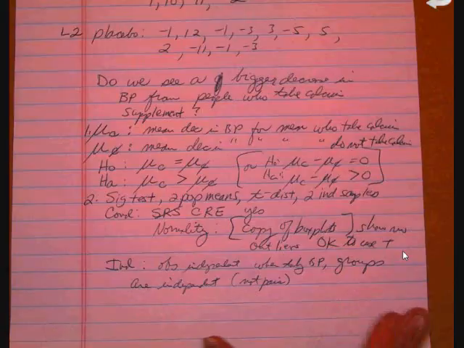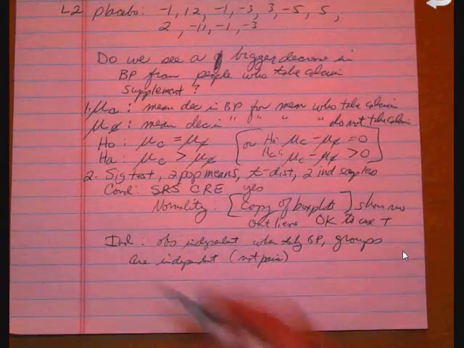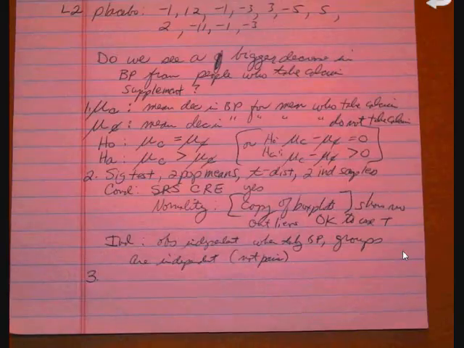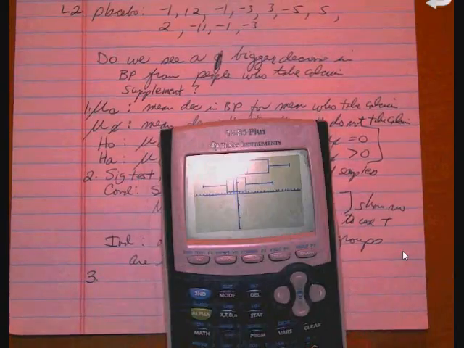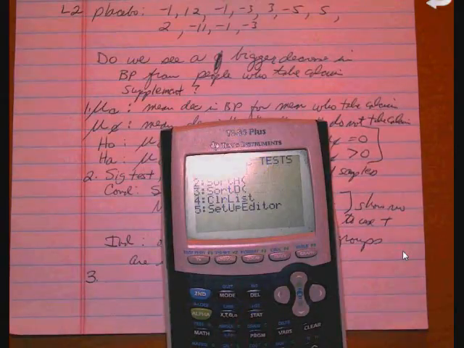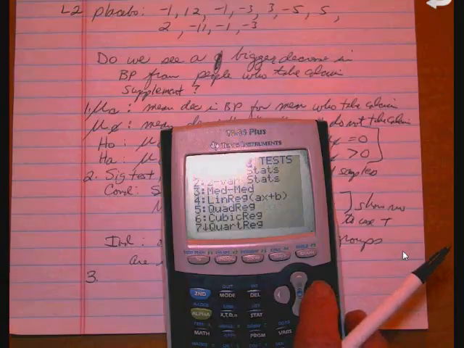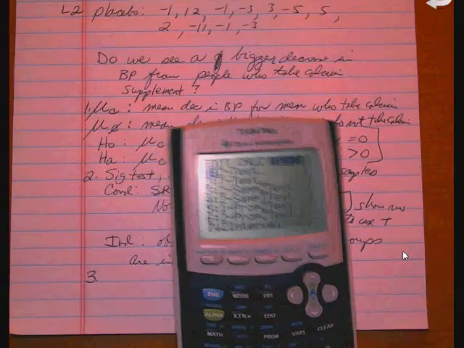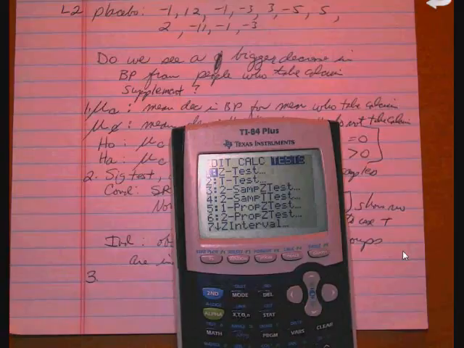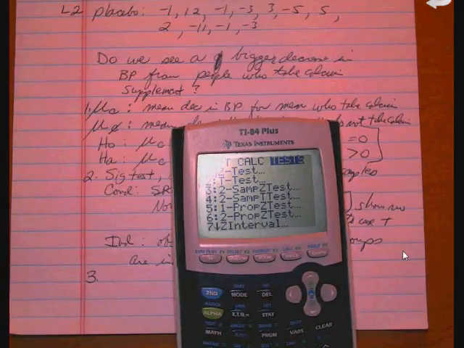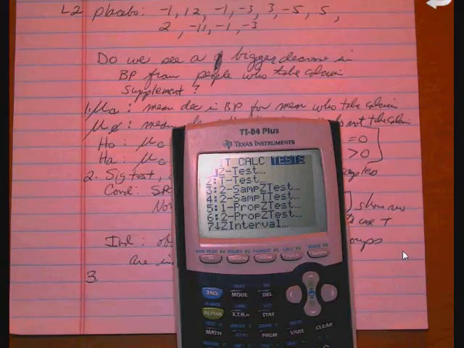Okay. Now, if I have named my test very well, I am just going to run my test. So I'm going to hit the stat key. I'm going to go over to tests. I've got to figure out which one. I want 2 sample t-test. Looks like it's on the first page. So number 4. Go on to number 4.